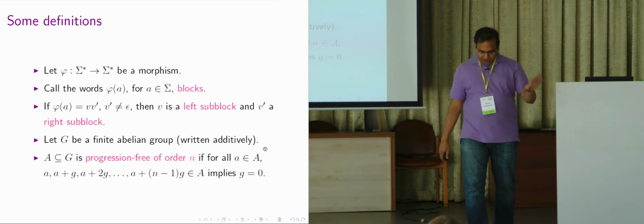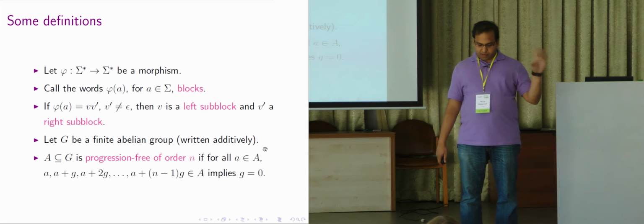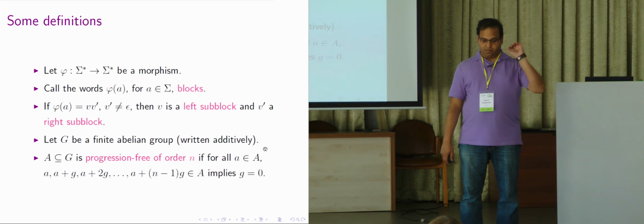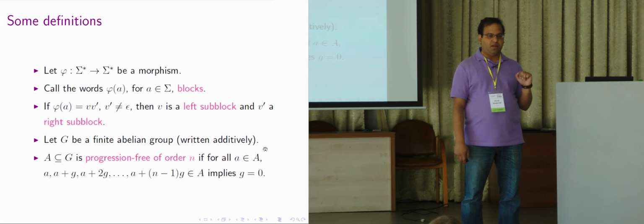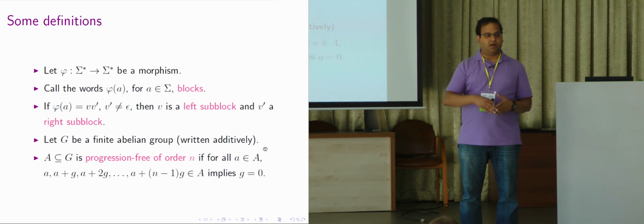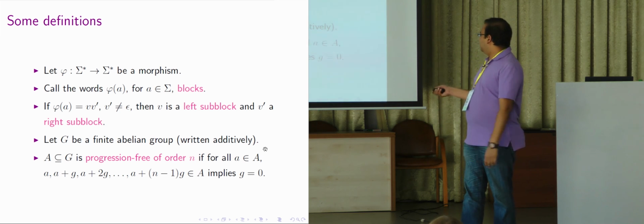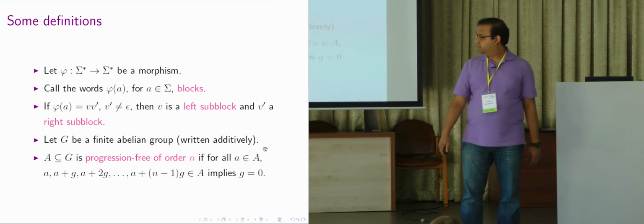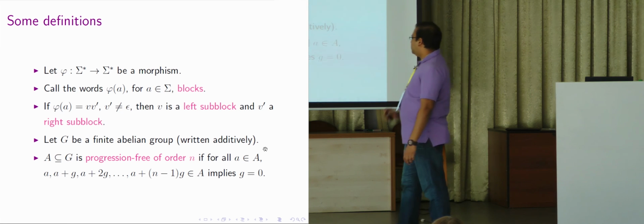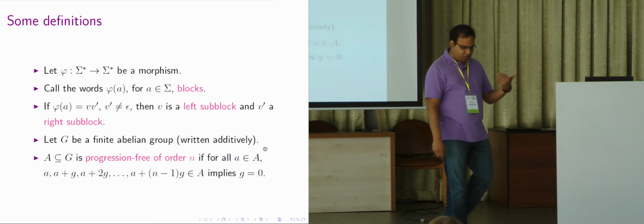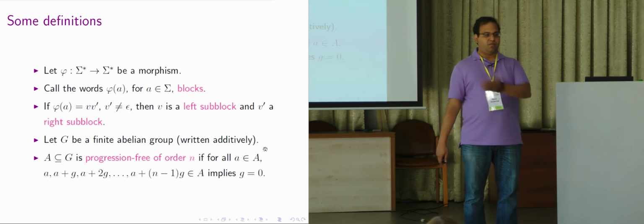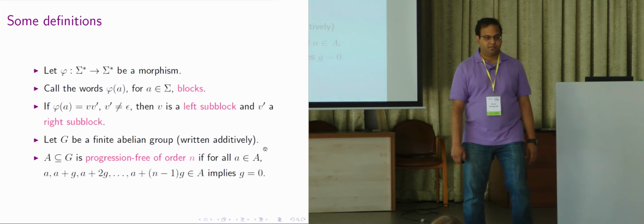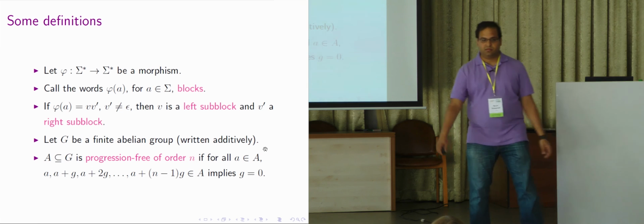So I have this morphism phi. Remember, I called the images of each letter blocks. The prefix of any block, let's call it the left subblock, and any suffix of a block we call a right subblock. And like I said, we will have some abelian group, G. A subset of G is progression free of order n if it does not contain an arithmetic progression with n terms.